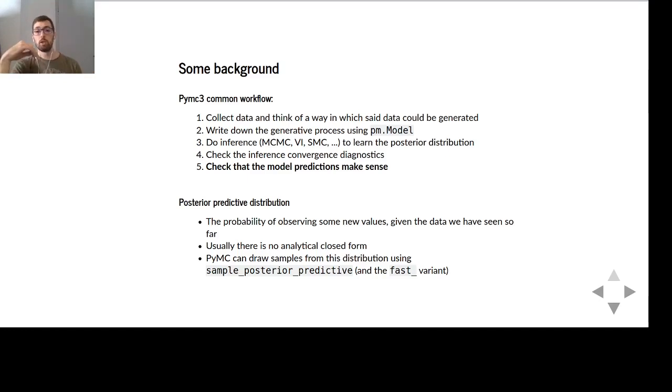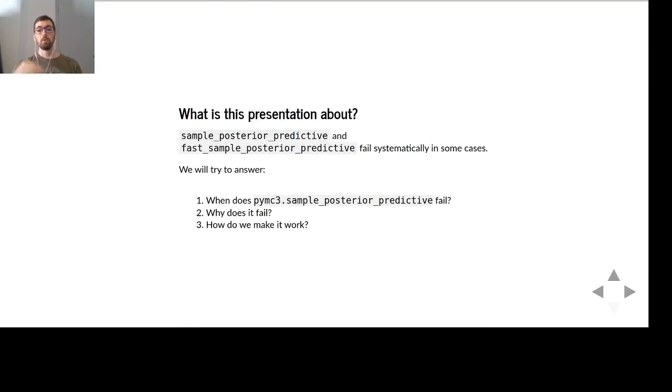Usually the posterior predictive distribution has no analytically closed form. So PyMC provides a function called sample_posterior_predictive, and also its fast variant, that is able to draw samples from this distribution without having to calculate an analytically closed form for it. This presentation will be about the cases in which both sample_posterior_predictive and the fast variant fail systematically.